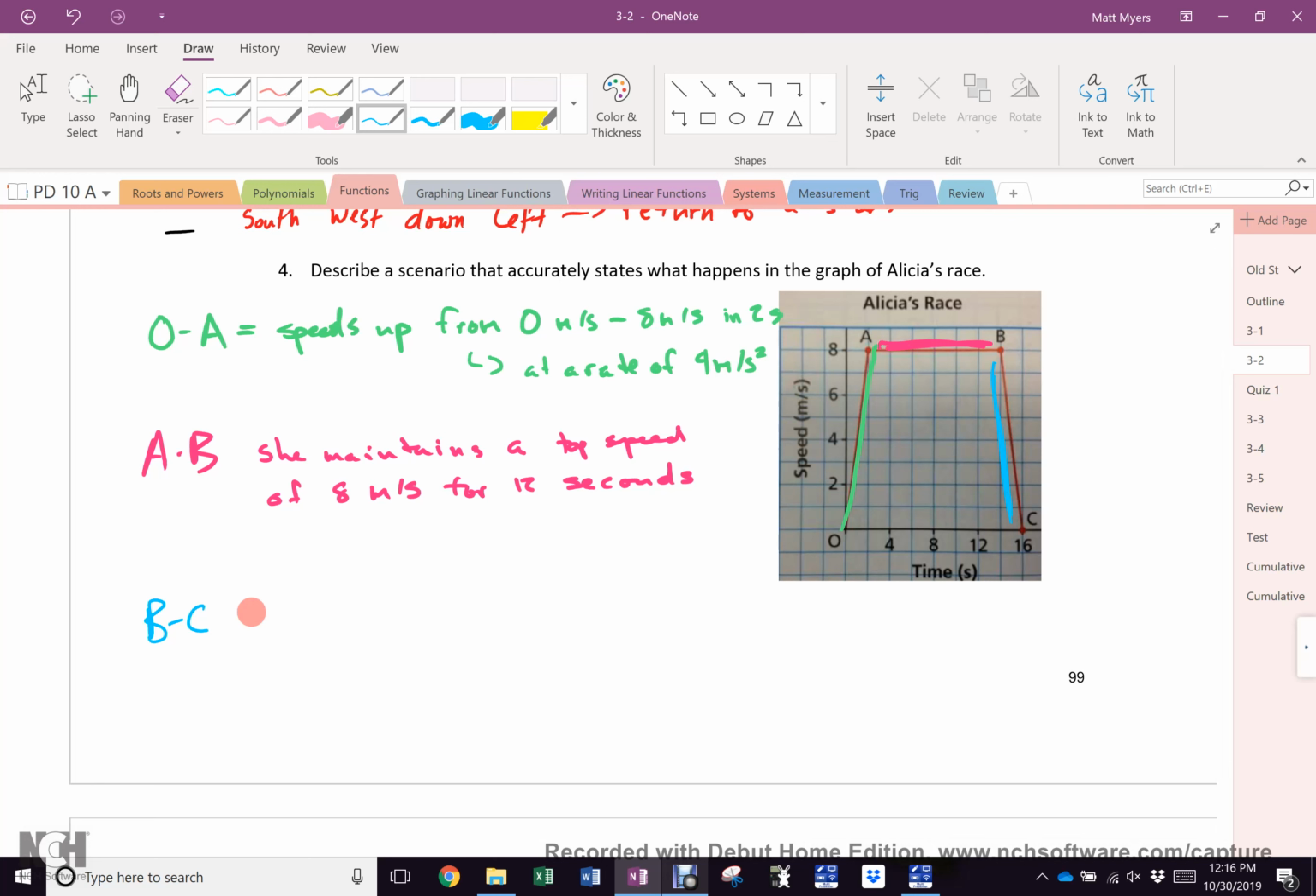What's the 2-level answer? How can you refine that? Give me more information. Mantaj: Her speed decreases for 2 seconds. Great. How can we make it better? Harry: Okay. Her speed decreases at a rate of 4 meters per second squared. Decreases at a rate of 4? So wouldn't that be... That's a good 3 answer.